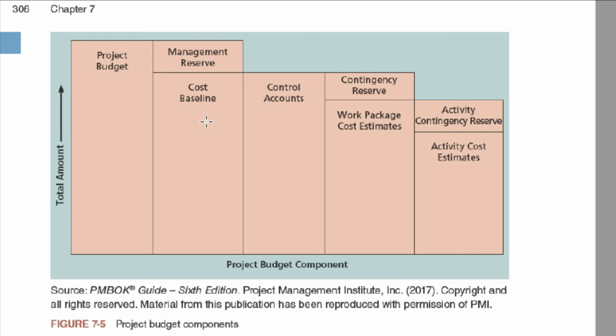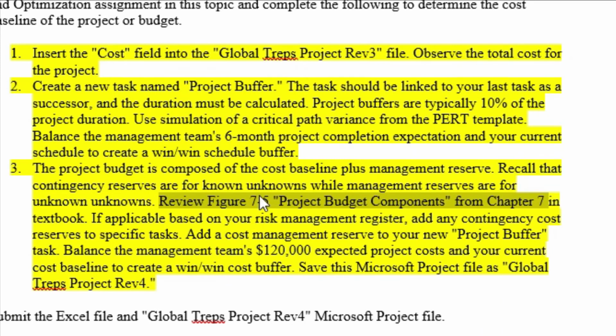We're not done there yet. We don't have the project budget yet. We have to add something else called the management reserve, and the management reserve is the unknown unknowns. So again, these are things that just completely come out of the blue, and we also have to factor for that. So for number 3, that's what it really is talking about.